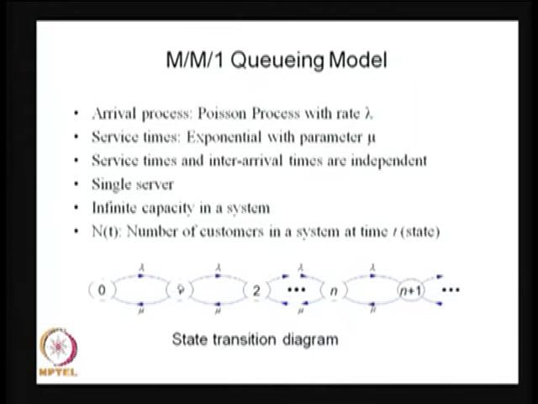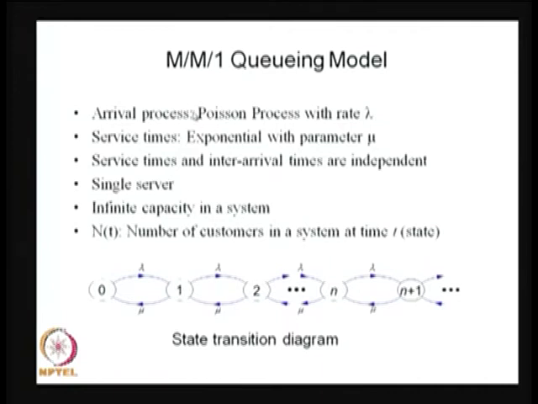Once the system comes to state 1, either one more arrival is possible, or the customer who is under service may have finished service. The service time is exponentially distributed with the parameter mu. Therefore, the system goes from state 1 to 0 with the parameter mu. Similarly, from 1 to 2, because the inter-arrival time is exponentially distributed with the parameter lambda, this is lambda.